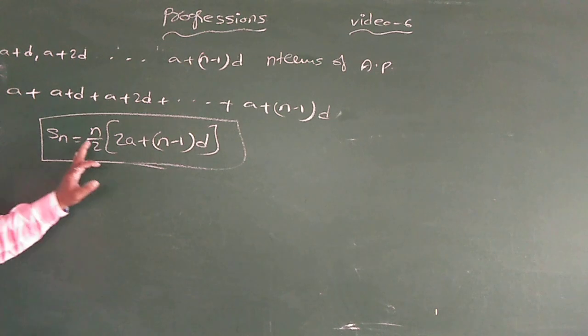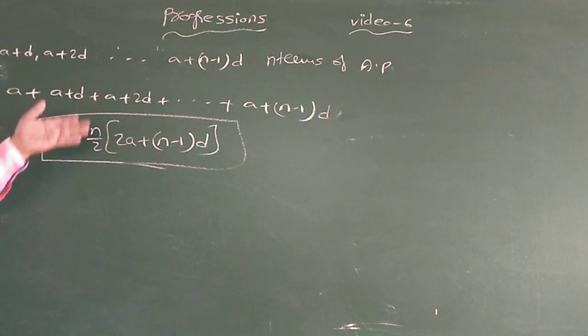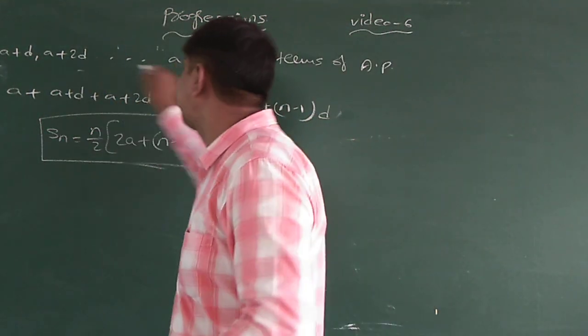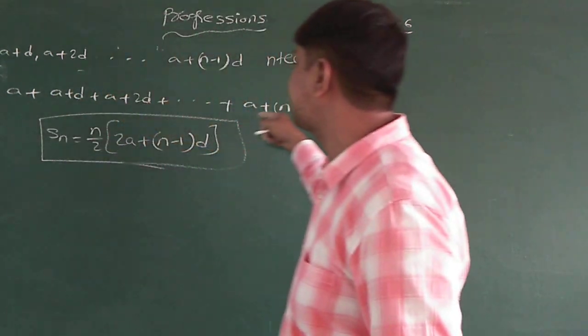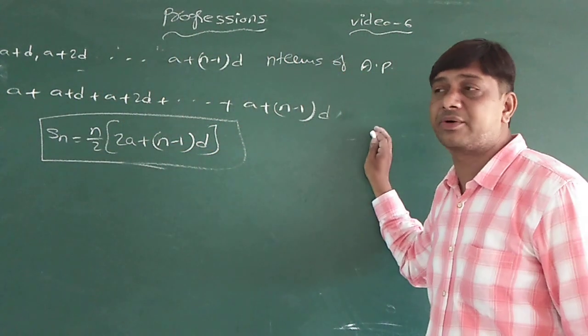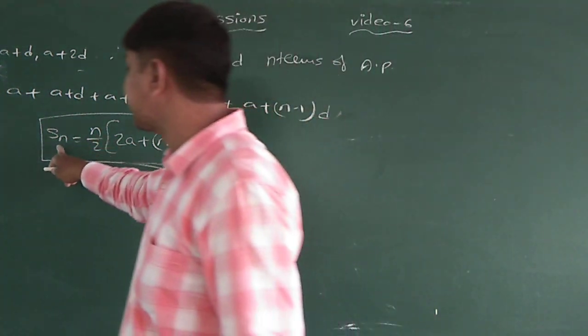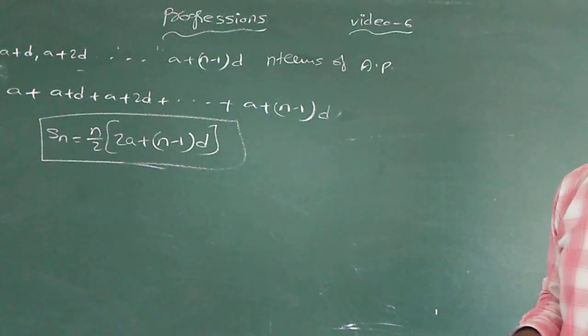Now I am going to explain the derivation of this formula. These are the n terms of an AP: a, a plus d, a plus 2d, and so on, up to a plus n minus 1 into d. The sum of n terms is Sn is equal to n by 2 into 2a plus n minus 1 into d. So how this comes, I will explain now.